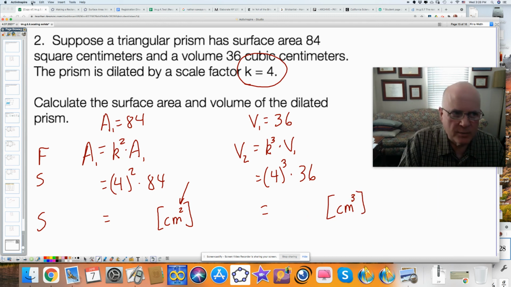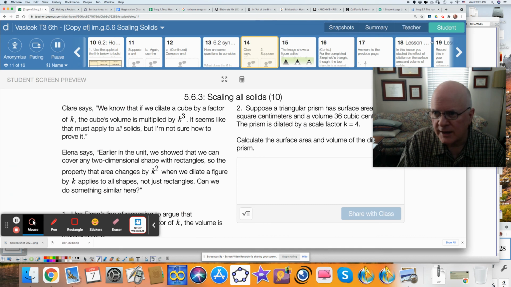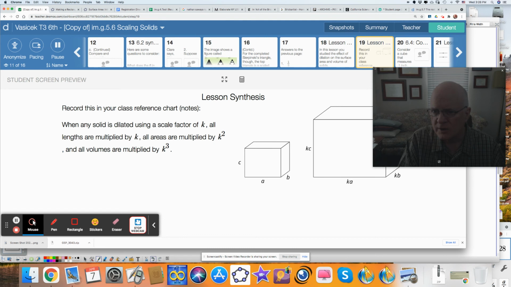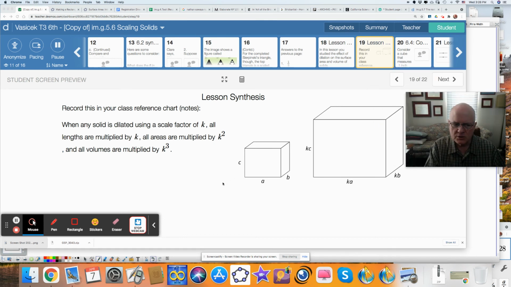There is a summary page here, and if you would please read the lesson summary. This is the big synthesis of this whole thing, and this should find a place in your notes. When a solid is dilated by a scale factor of k, its length is scaled by k. Its area is scaled by k squared. Why? Because for this front face, a times c becomes ka times kc, which is a times c times k squared. The volume is scaled by k cubed. You have a times b times c, and here we have a times b times c times k times k times k, or k cubed.